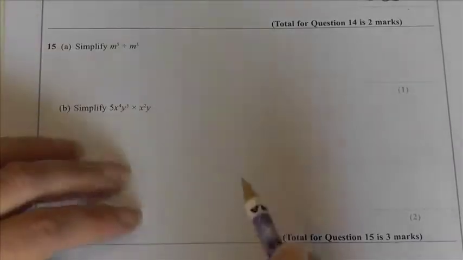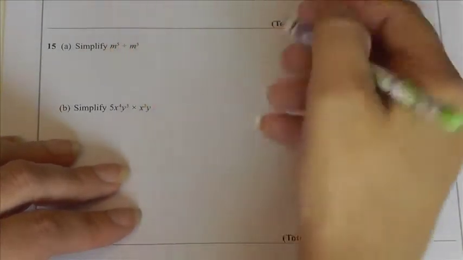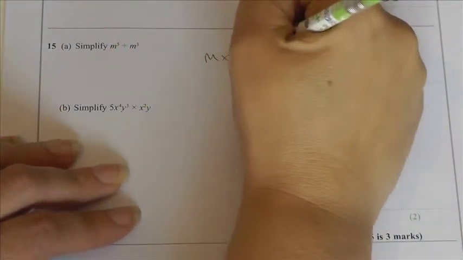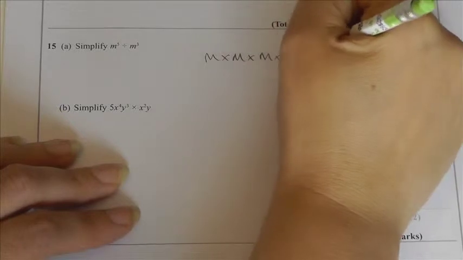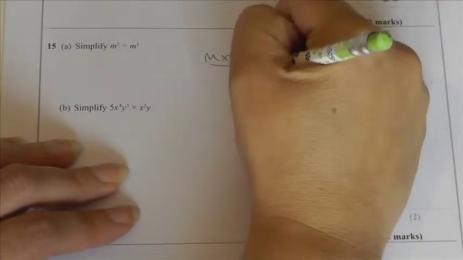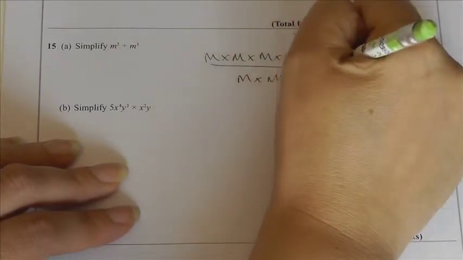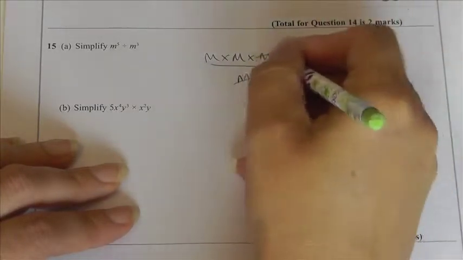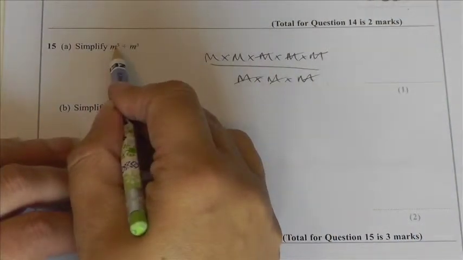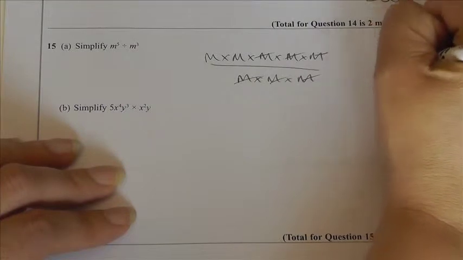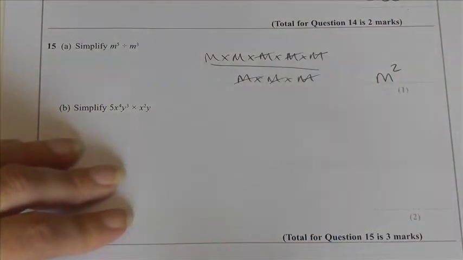Question 15 was done really well. So when we are dividing these, because this would effectively be m times m times m times m divided by m times m times m, 3 of these cancel out 3 of those, so it's effectively 5 minus 3, which is 2, or m squared.